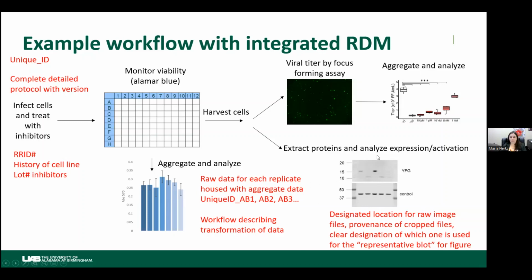And then also, I want you to pay specific attention to image files, because you want to make sure that you've got a designated location and good labeling for all your raw images. Knowing the provenance, or the origin, of cropped files, and clearly designating which of each of these files is used for the representative blot. Because if you do this same experiment over and over again, they're going to all start looking the same. And you want to make sure you know which is the one that's in the paper, which ones aren't in the paper, but are other good images.